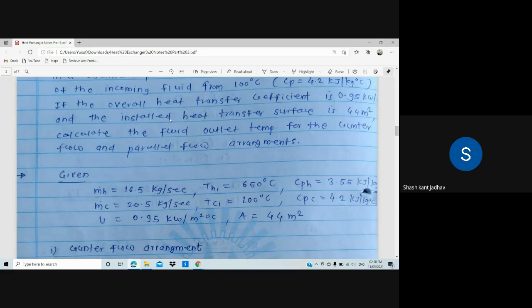And they have said that we have to calculate the outlet temperature of the hot fluid and outlet temperature of the cold fluid for the parallel flow arrangement and for the counter flow arrangement.